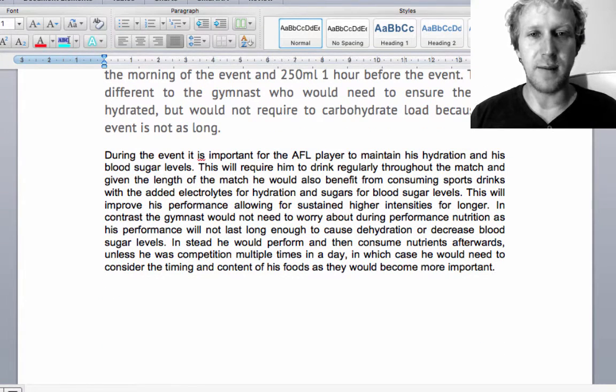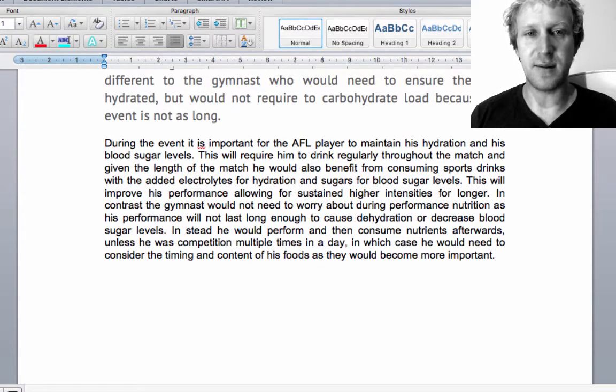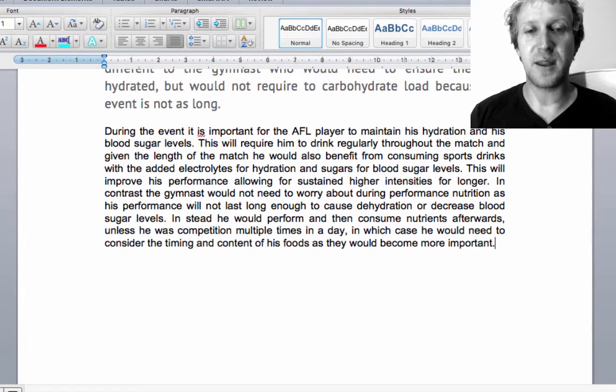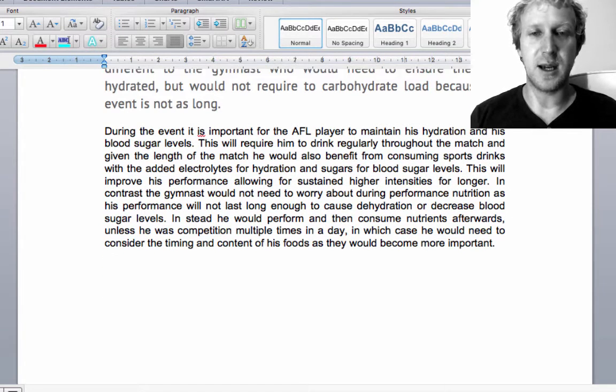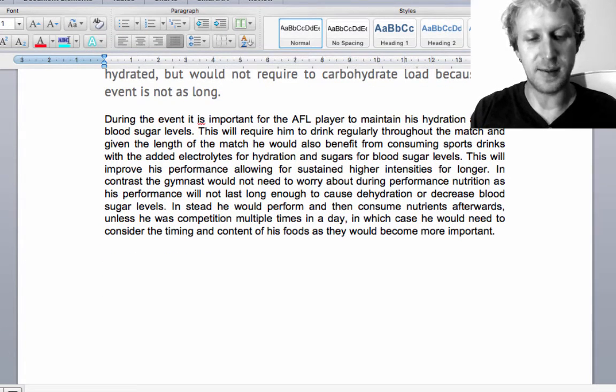Okay, so at this point, I've just talked about during the event. So during the event, it's important for the AFL player to maintain his hydration and blood sugar levels. And so I've talked about how he needs to drink sports drinks and stuff. That will improve his performance. In contrast, the gymnast is not going to need to do that because generally a gymnast is going to perform. Their performance might go for 3 minutes, but then they're finished. Some performances may even just go for 10 seconds, depending on what event or what apparatus they're using at the time. My last paragraph then is now going to look at the post-event or post-performance nutritional requirements for each athlete.